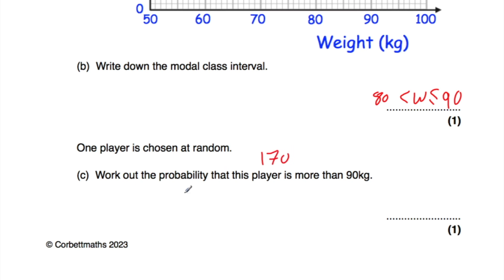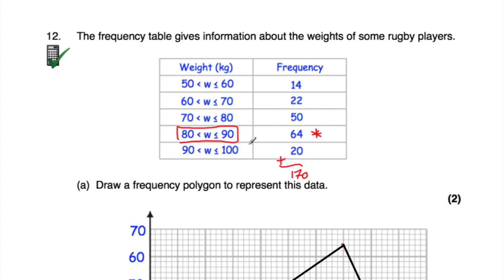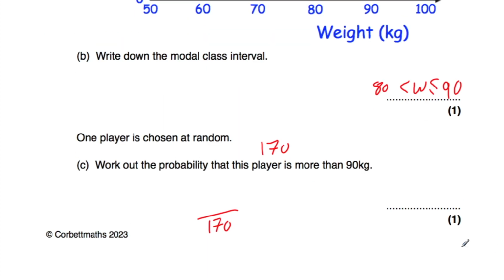And the question says, work out the probability that the player has a weight that is more than 90 kilograms. So there's 170 players, and we need to figure out how many have got a weight more than 90 kilograms. If we look at the table, there's 20 players that have got a weight more than 90 kilograms. So it's going to be 20 out of 170. And if we cancel that down, divide both of those by 10, we get 2/17. So the probability that the player has a weight more than 90 kilograms is 2/17.